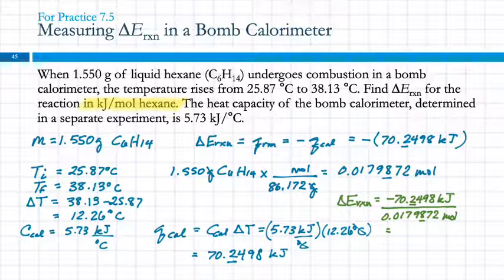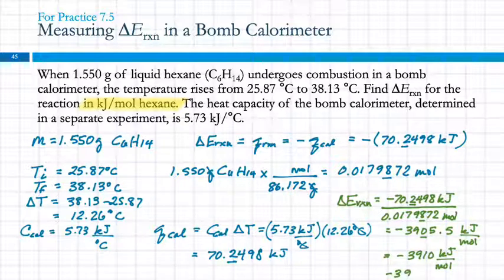I have three significant figures here, minus 3905.5 kilojoules per mole. And when I round that, I could get minus 3910 kilojoules per mole. Or in scientific notation, minus 3.91 times 10 to the third kilojoules per mole.